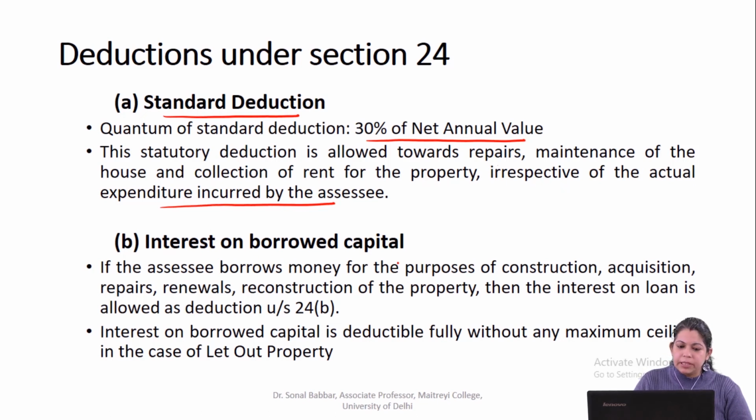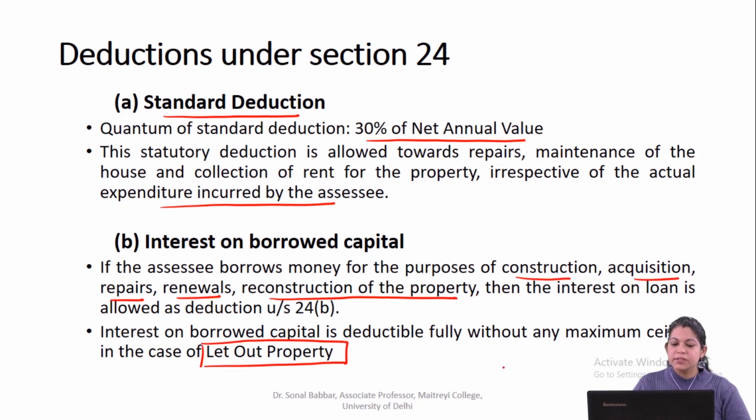Interest on borrowed capital. If the assessee borrows money for the purposes of construction, acquisition, repairs, renewals, reconstruction of the property, then the interest on such loan is allowed as deduction under section 24, subsection B. Interest on borrowed capital is deductible fully without any maximum ceiling in case of a let out house property. So there is no ceiling, there is no limit.